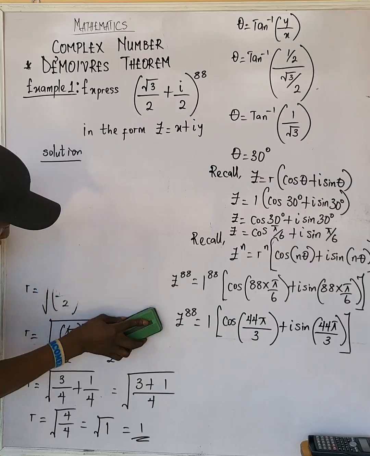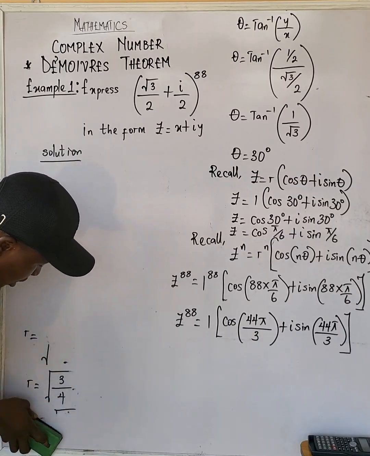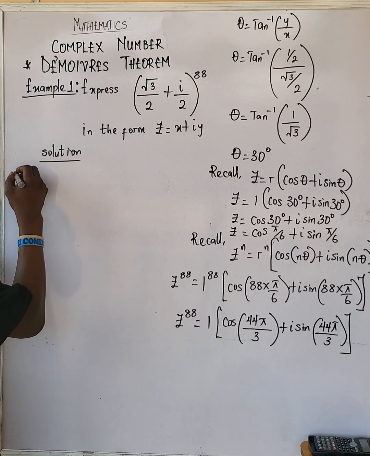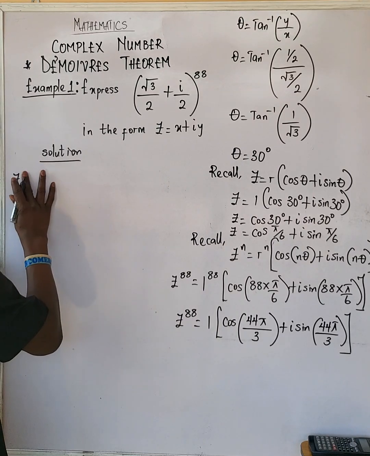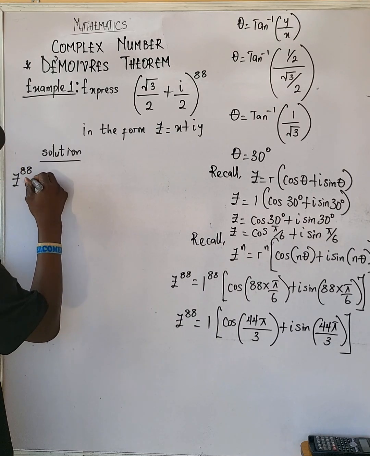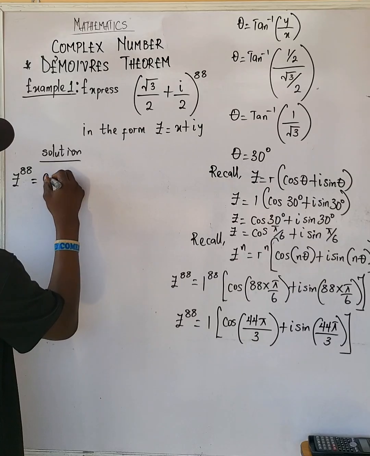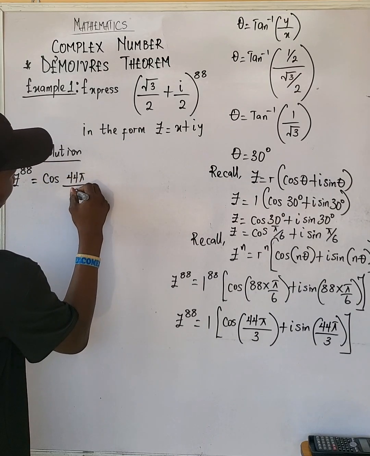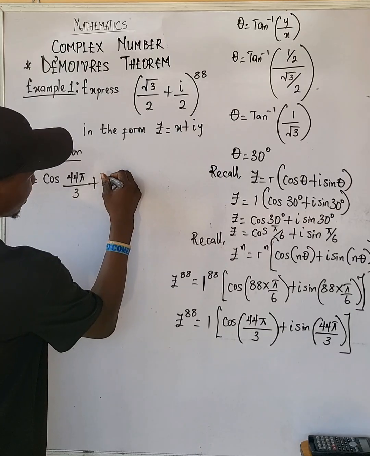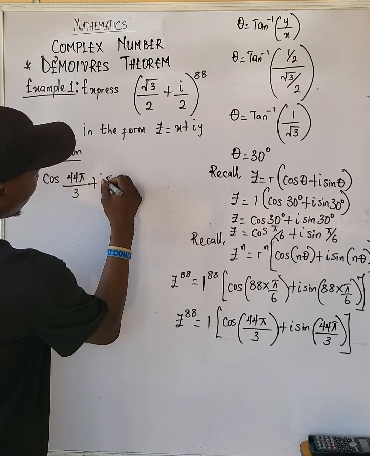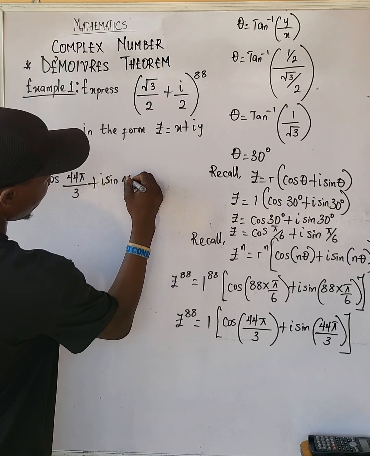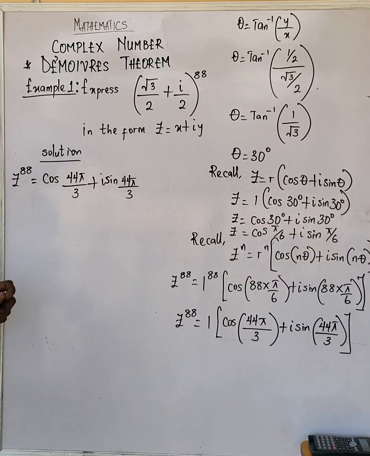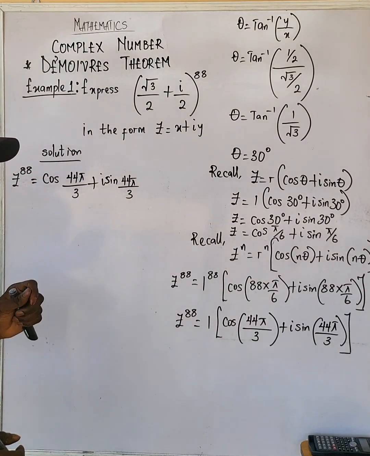Now, this is the logic you will do. The logic works anywhere. So we have z to the power of 88. You know, 1 multiplied by everything is still the same thing. That's cos 44 pi over 3 plus i sine 44 pi over 3, right? Now, the logic we are going to do here is just very, very simple.